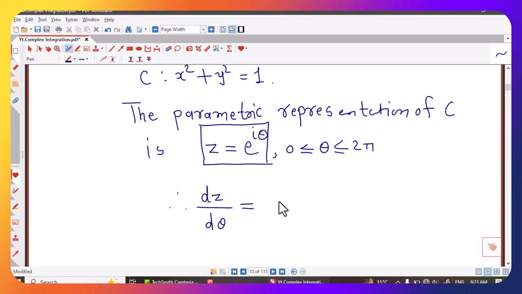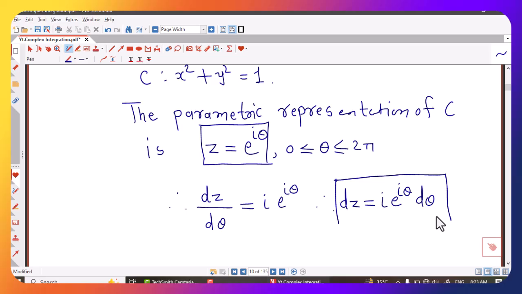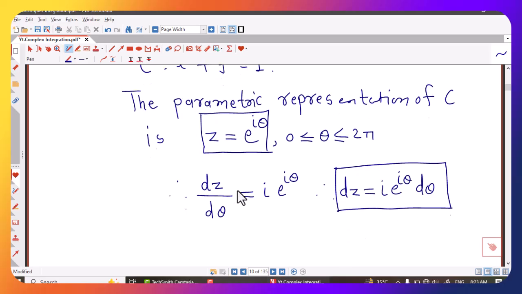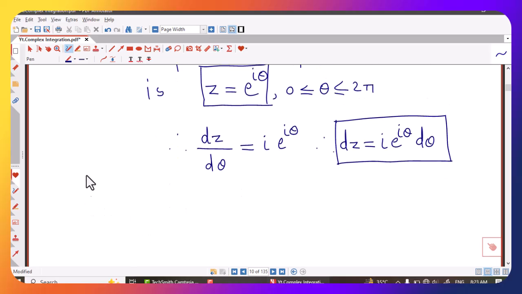So the derivative of the exponential is the function itself, and using the chain rule, the derivative of i theta is multiplied with this, and it is i. Therefore dz is i times e raised to i theta d theta. So we will replace dz by this in the given integral. And what is f of z? f of z is the conjugate of z.